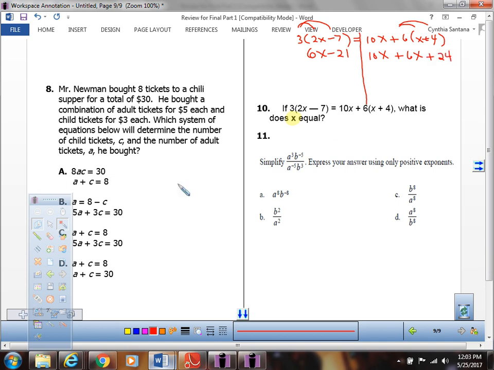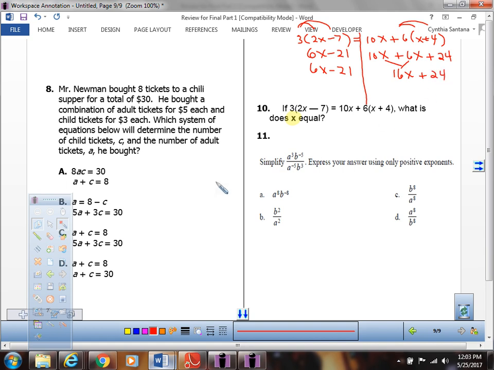Alright, once you do that, then you want to combine your like terms. So if you look on the left side, there's nothing to put together. We got a variable and a number. But over here on the right, we got 2 variables that need to come and join together. That's called combining like terms. So 6x minus 21 would be 10 plus 6, 16x. And then bring down the plus 24.